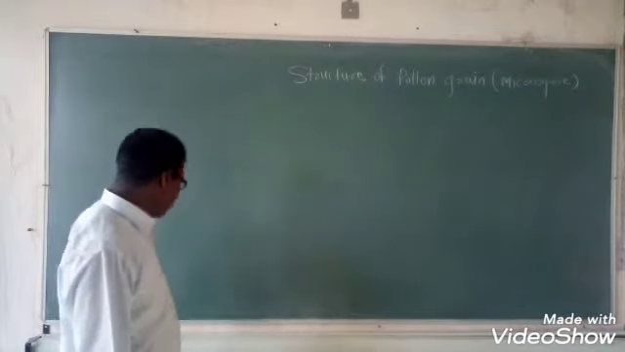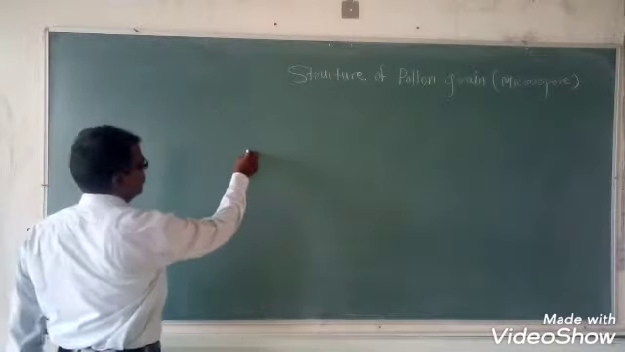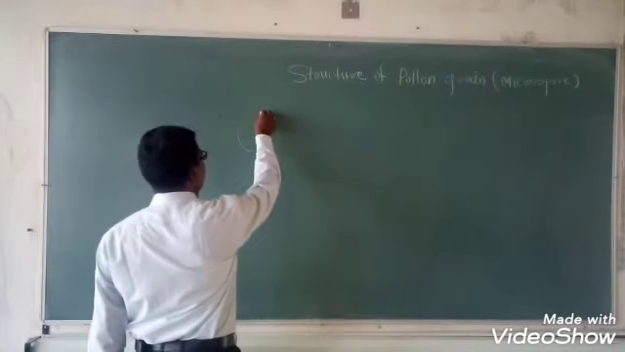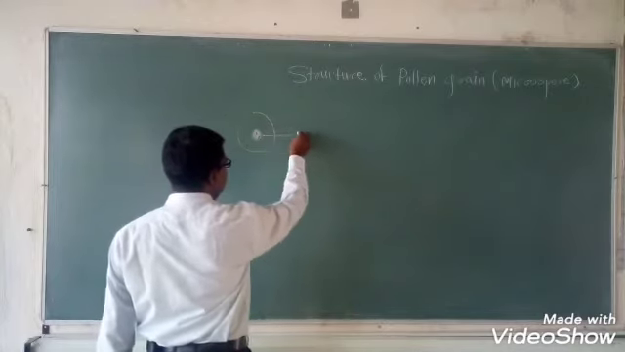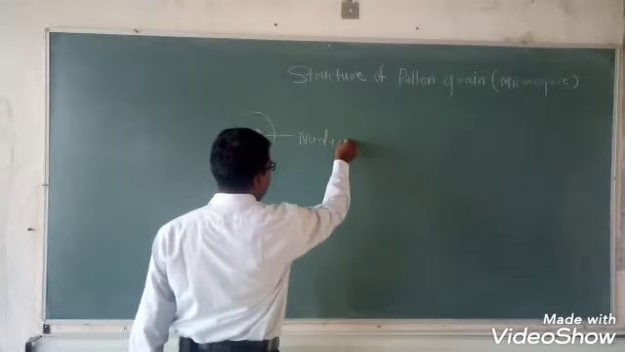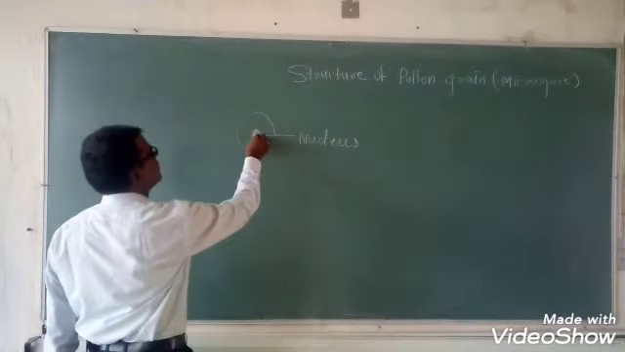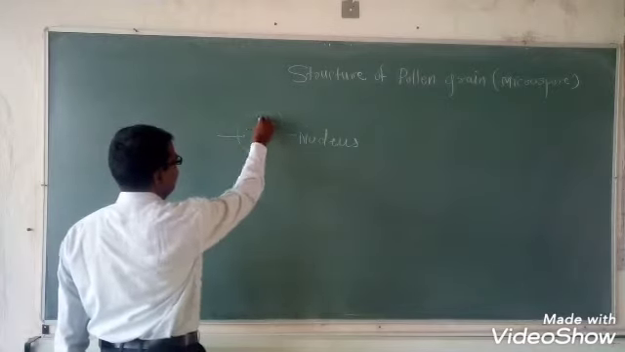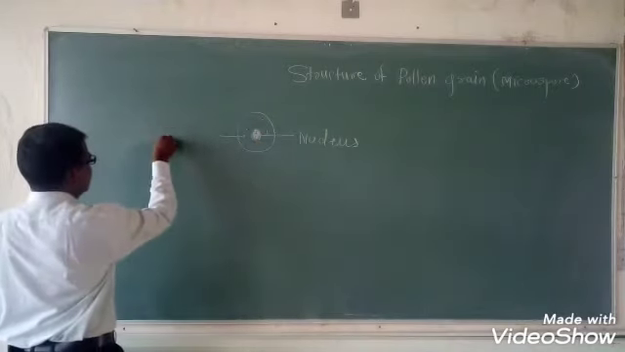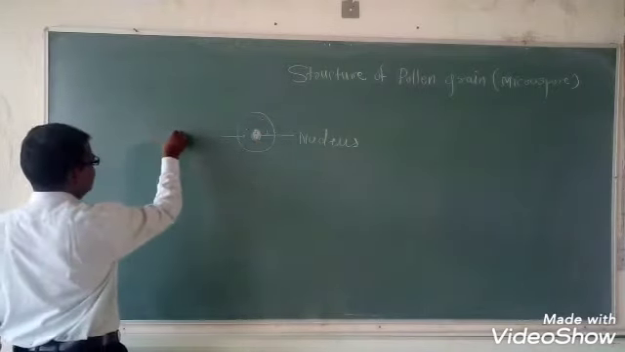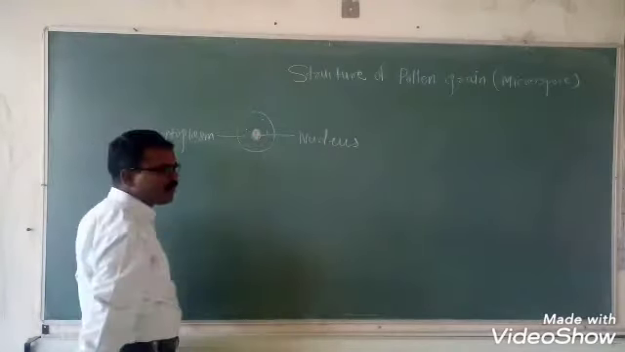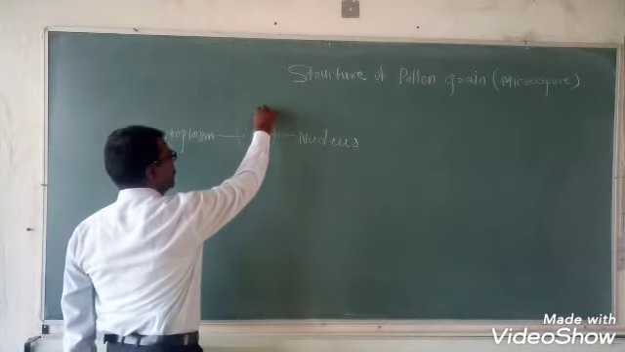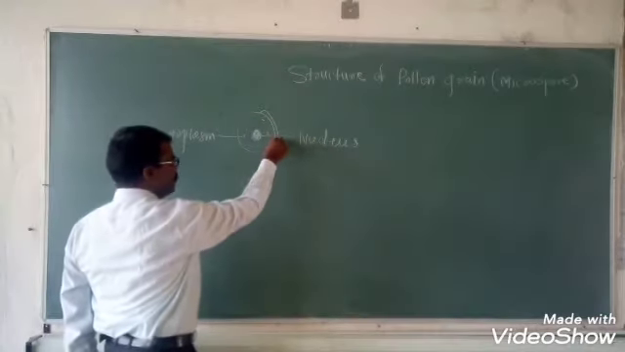Then the structure of pollen grain. Pollen grain is oval, uninucleate, having a nucleus inside. This is the nucleus, an oval structure, surrounded by cytoplasm. This is the cytoplasm. The haploid nucleus surrounded by cytoplasm and having two layers.